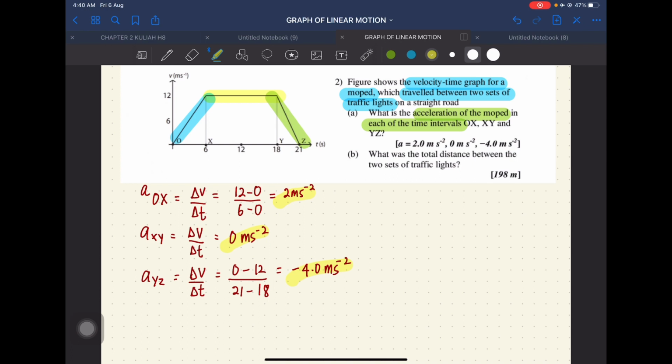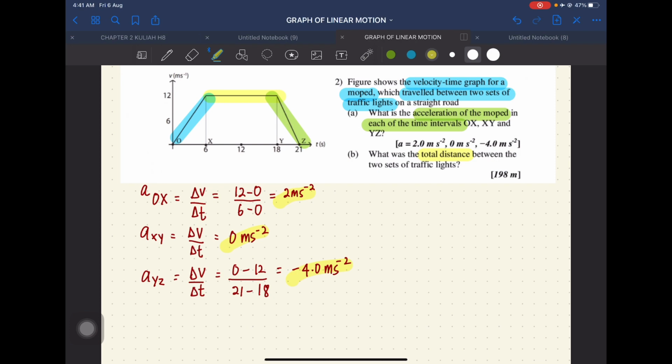So now we answer question B. Okay, question B says, what is the total distance between two sets of traffic light? Distance, you add everything. If displacement, you have to subtract if it goes below. But for a graph like this, displacement and total distance are the same. Why? Because the graph is all positive. Remember that the total distance will be the same because the graph is positive. If there is a negative graph below, total distance and displacement will not be the same.